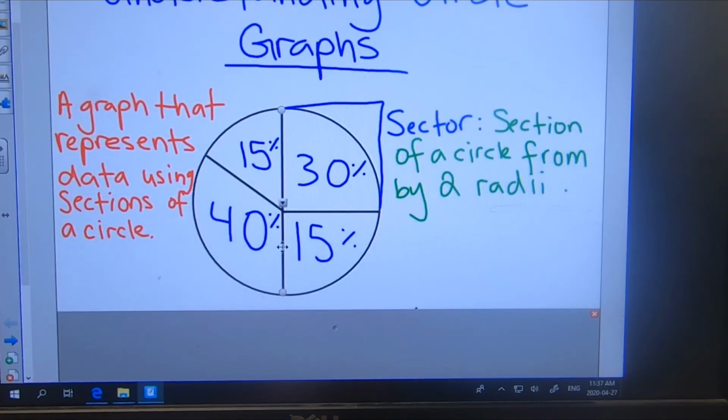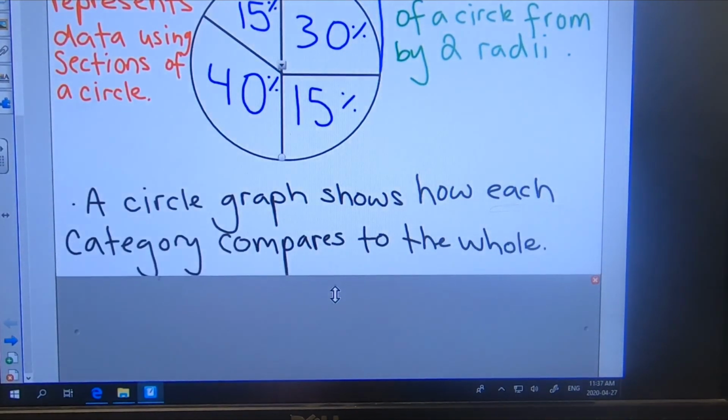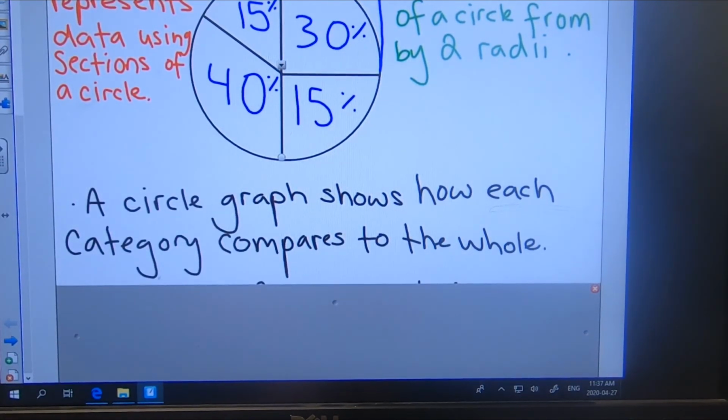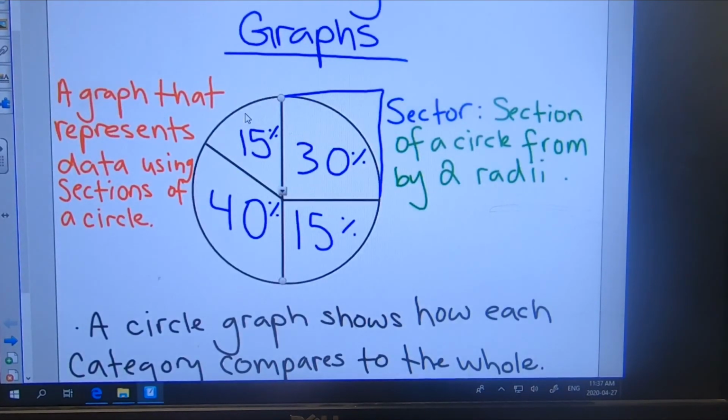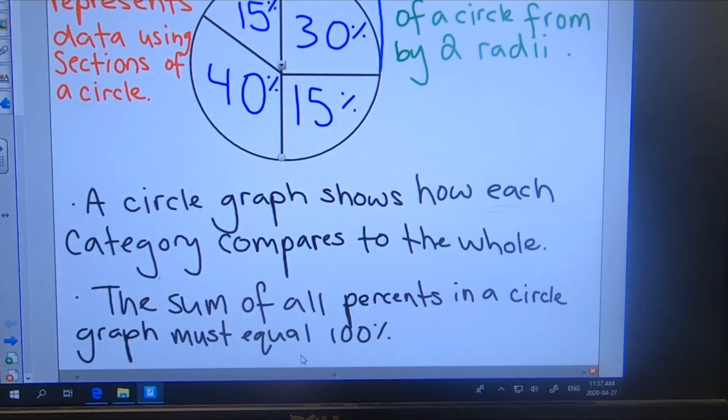And the total of our circle graph has to equal 100%. Otherwise, it's really not a true circle graph. Now, a circle graph shows how each category or each sector compares to the whole. So whenever we do a circle graph, you will always see a total at the top. So if it's a circle graph of how many students walk to school, you would have a total number of students here, and the percents always have to equal 100. The sum of all the percents in a circle graph must always equal 100.